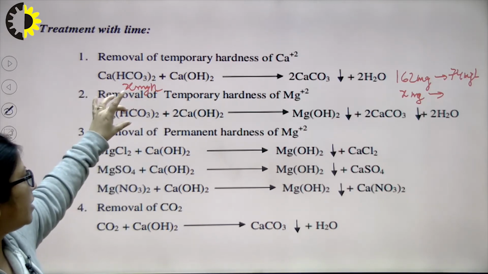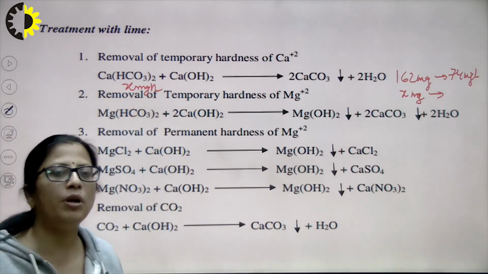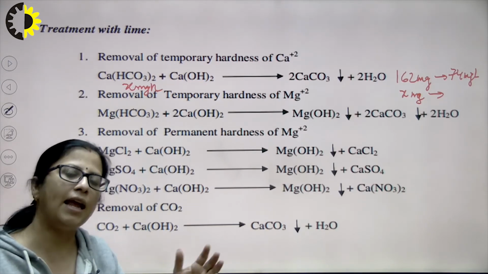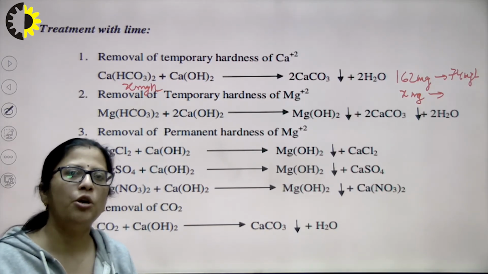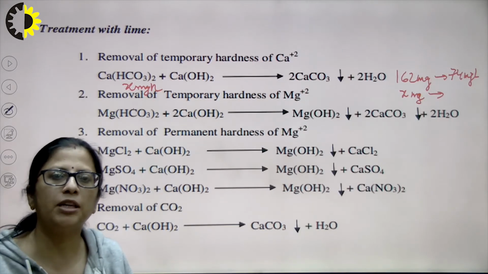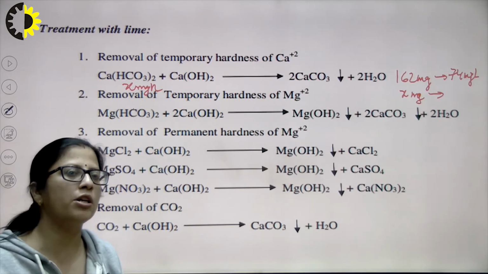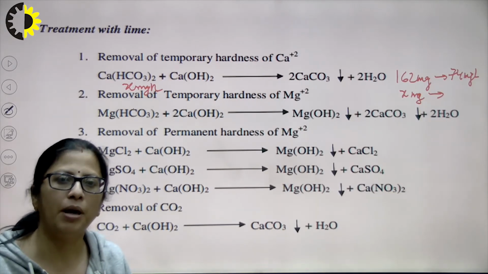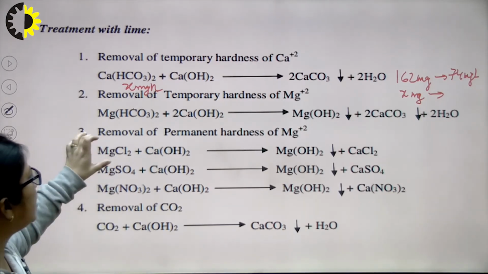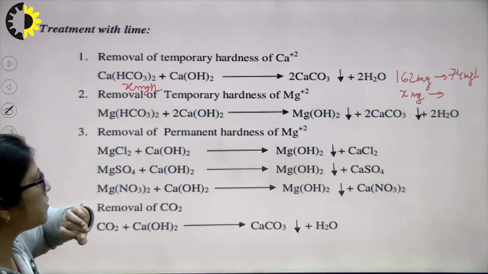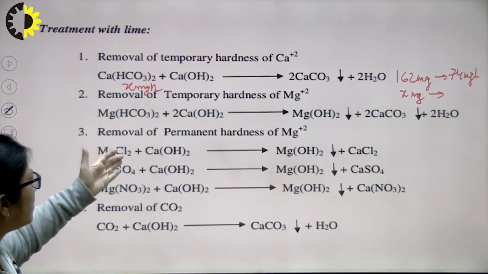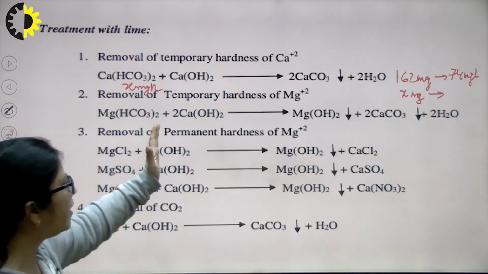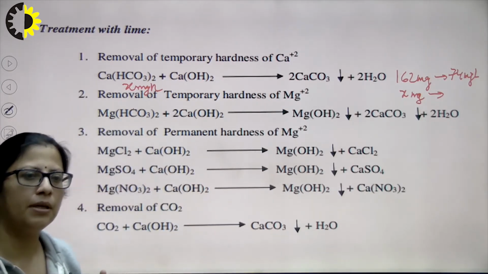So, this molecular weight will require 2 into the molecular weight of calcium hydroxide, and X will require how much? According to the mole concept, we can calculate for individual salts how much lime and soda will be required by them. Similarly, for the removal of permanent hardness of magnesium, these are the different reactions. You can see 1 mole of all the salts are requiring 1 mole of lime.